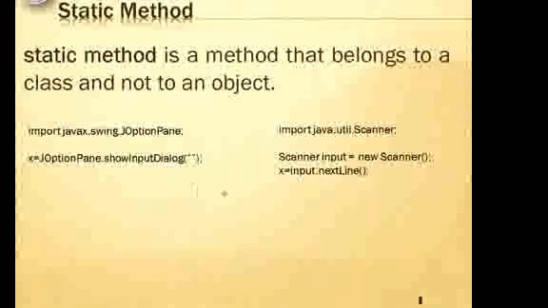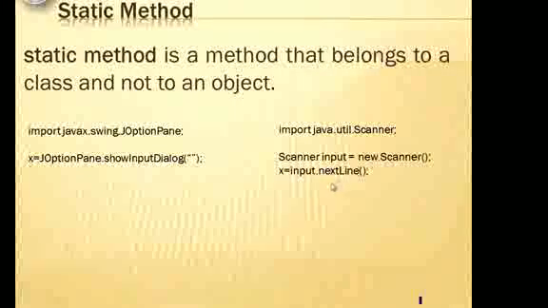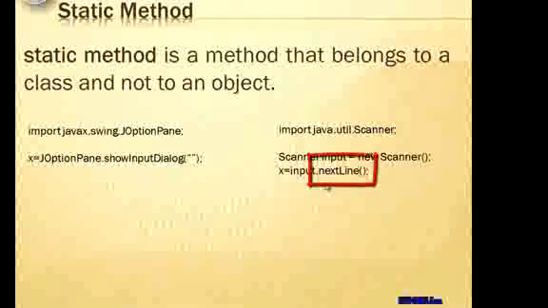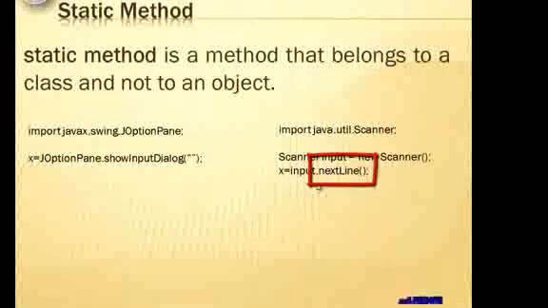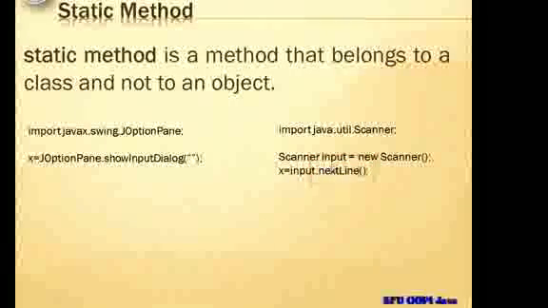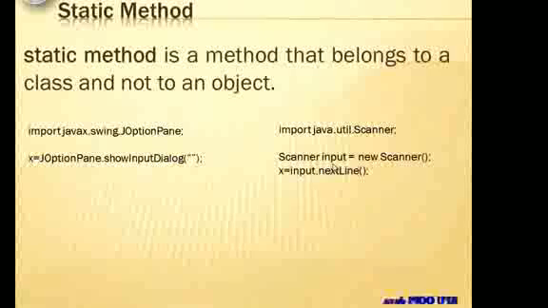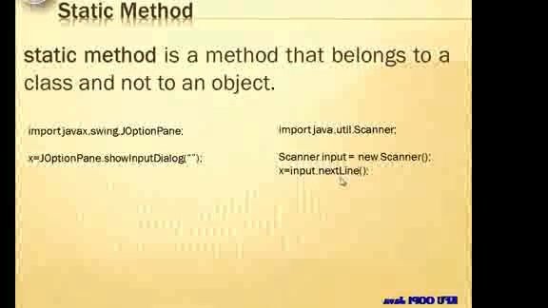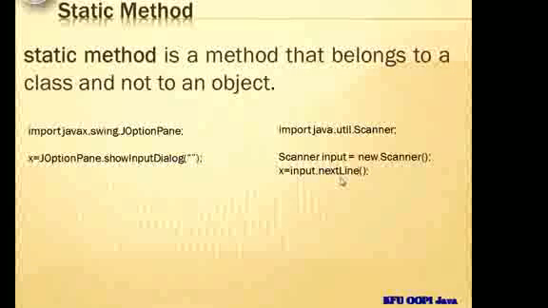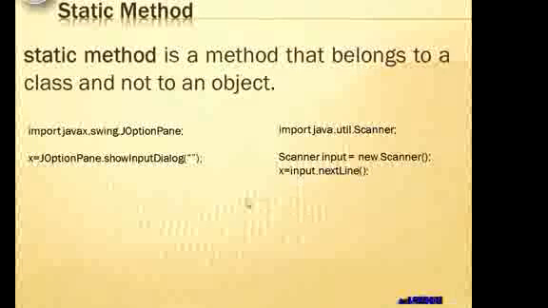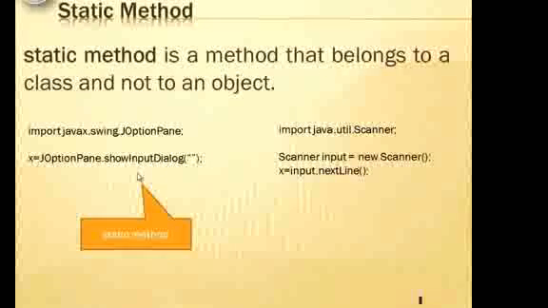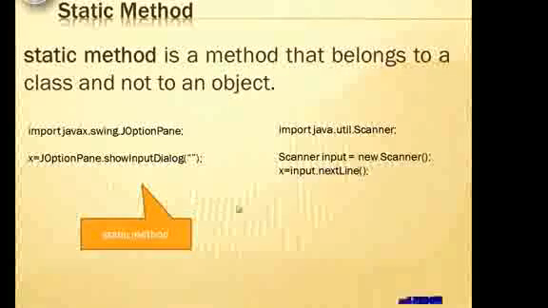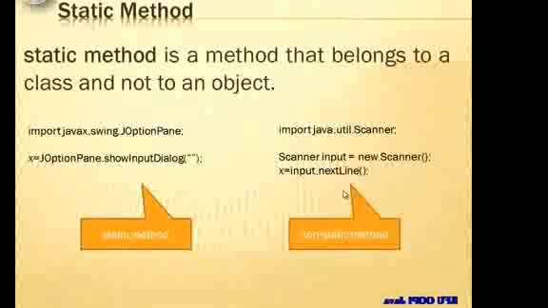Now let's look at Scanner class. One of its methods is nextLine. Look at how we called it. An object named input has been created and the object name plus dot plus the method name was used to call the method. See the difference? This means that the showInputDialog method is a static method, while the method nextLine is a non-static method.